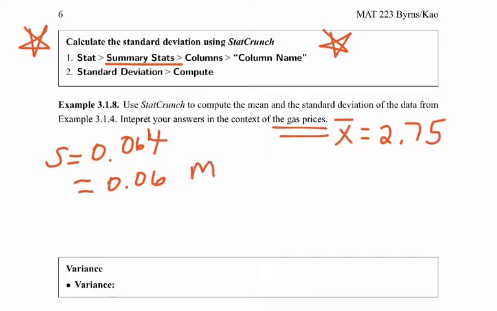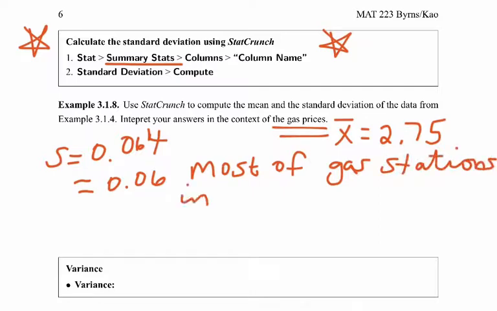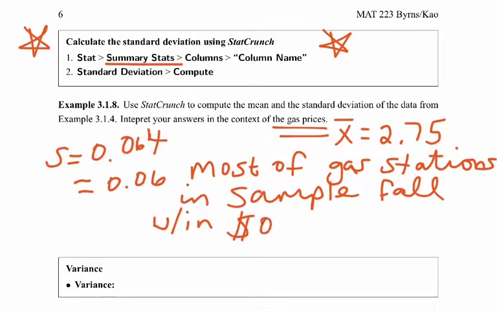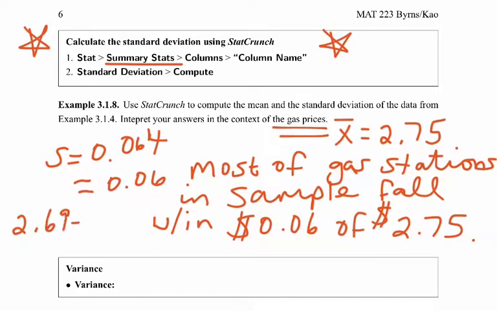So what does this mean? This means that most of the gas stations in the sample are going to fall within 1 standard deviation of the mean. So we can say they are going to fall within 6 cents, because that's the standard deviation, of the mean of $2.75. So most of the gas stations are going to be somewhere between 6 cents less than that, so $2.69, to $2.81. That's where most of them are going to fall. Make sure you see where I'm getting that. I'm doing $2.75, take away 1 standard deviation is $2.69, $2.75, add 6 cents, 1 standard deviation, gets me to $2.81.